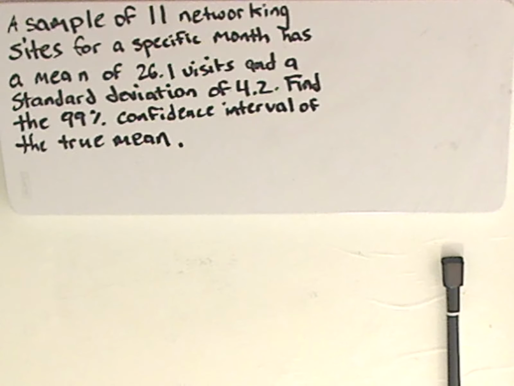So if you would, pause the video and see if you can try this one on your own, but let me read it to you first. A sample of 11 networking sites for a specific month has a mean of 26.1 visits and a standard deviation of 4.2 visits. Find the 99% confidence interval of the true mean. So pause the video and see if you can try this one on your own.